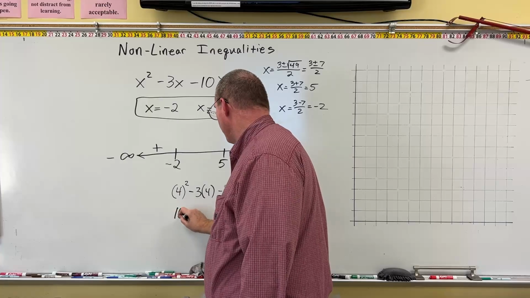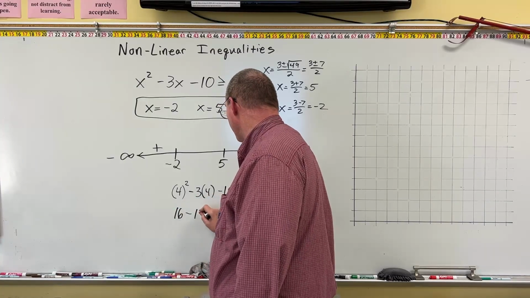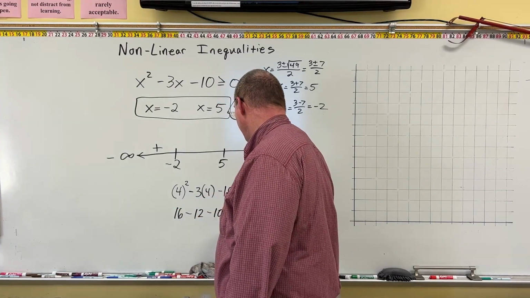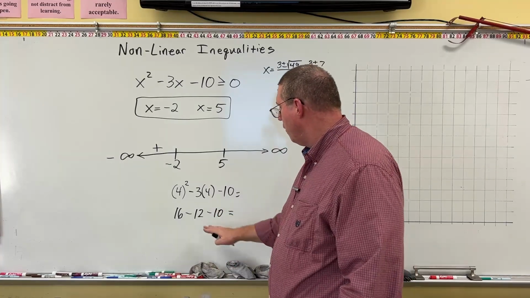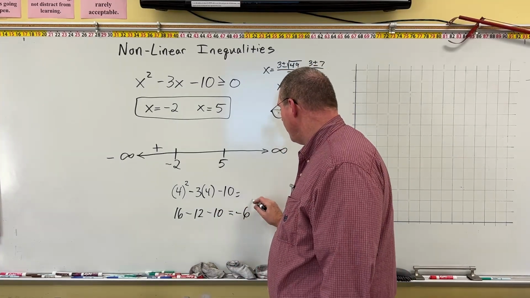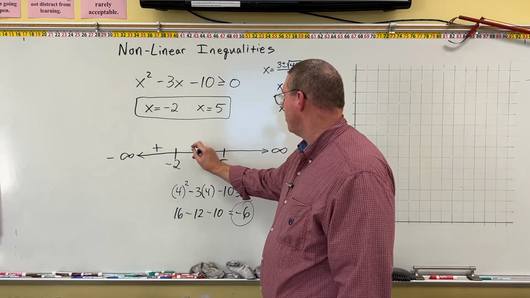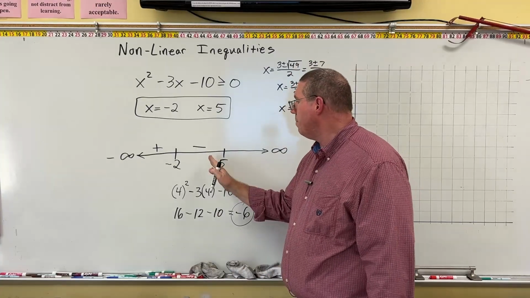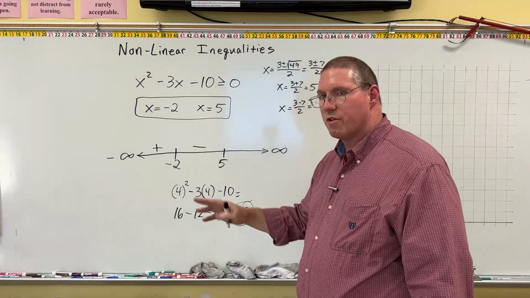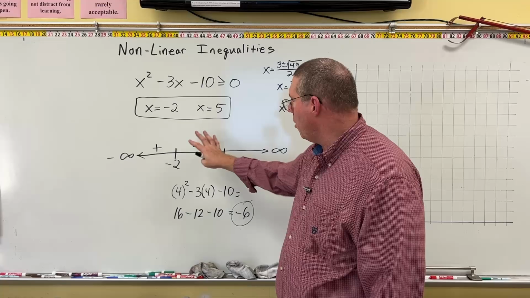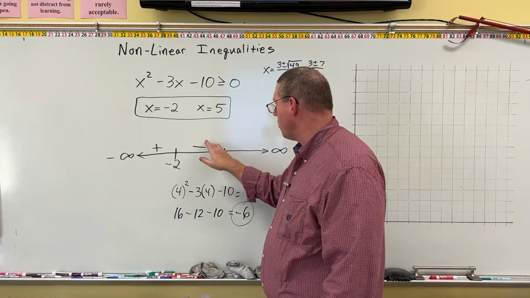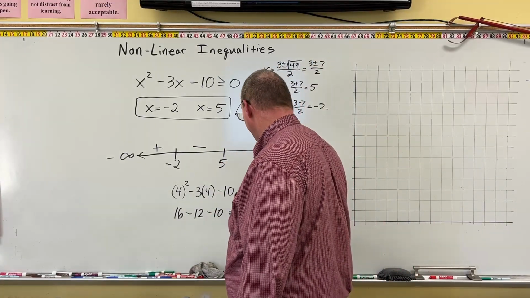Okay. 4 squared is 16. Negative 3 times 4 is minus 12. Minus 10. This is equal to 16 minus 12 is 4. 4 minus 10 is negative 6. This is a negative number. And so I'm going to put a negative symbol here. And if you had picked 3 or 2 or 1 or 0, you still would have gotten a negative number. So we know all of the output values wind up being negative between negative 2 and 5.